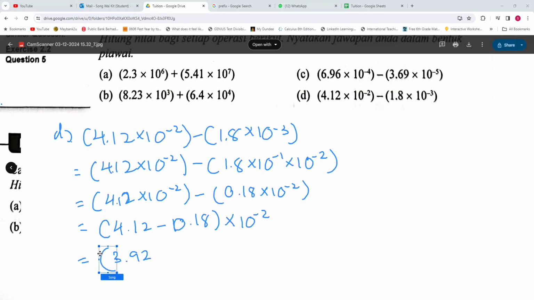Are you laughing at me, Ken? Times 10 power negative 2. And because the front digit is in standard form, ta-da, that's your final step. You may proceed to write this down.